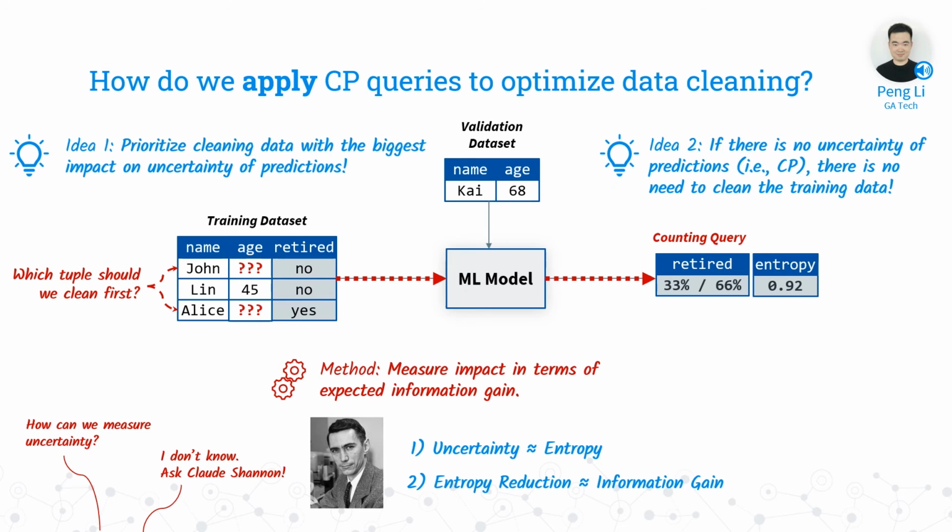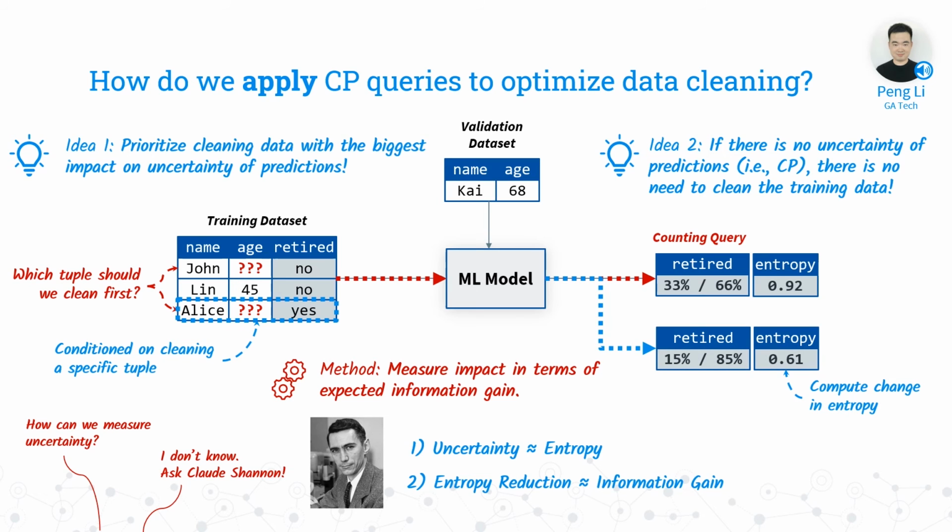To compute the expected information gain resulting from cleaning a specific tuple, we need to compute what would happen to the counting query if we were to clean that tuple. This would again allow us to compute the resulting entropy. The difference between these two entropies is precisely the information gain. Now by repeating this process, we are able to compute the information gain for every single tuple, and then simply clean the tuple with the highest one.